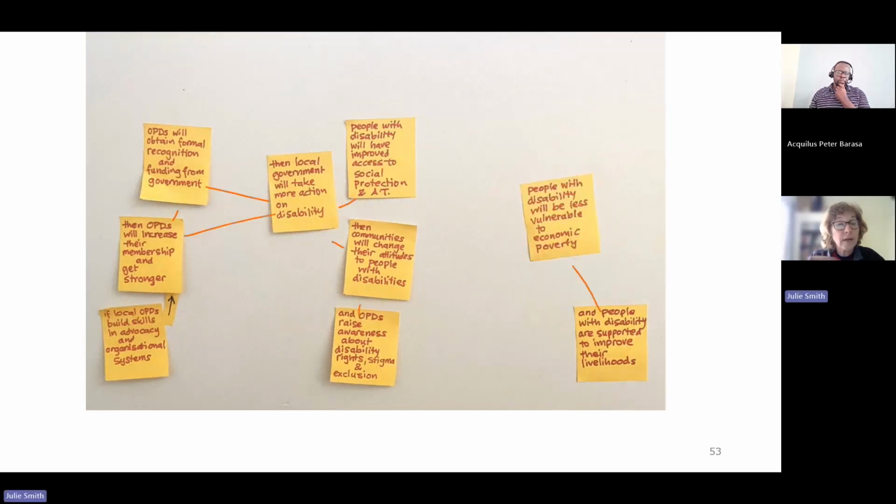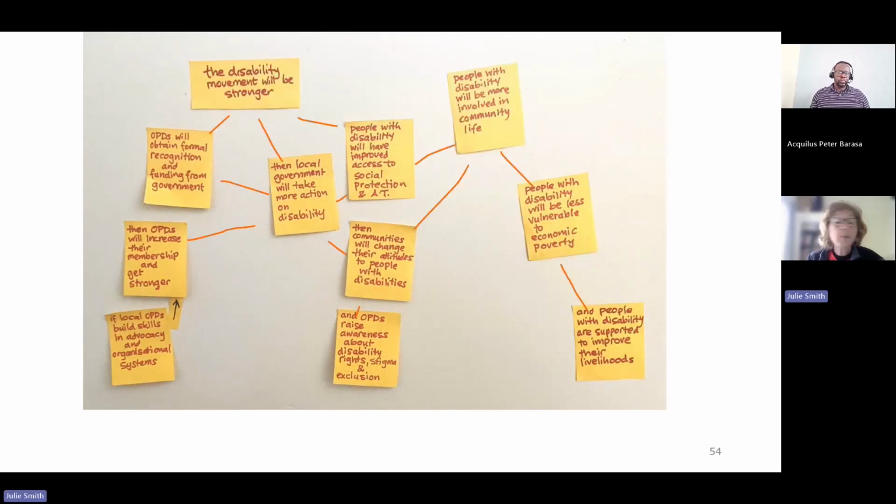And then over on the other side, if we help people who are disabled to improve their livelihood, we can assume that people with disability and their families will be less vulnerable to economic poverty. All right, so that kind of makes sense. So that all sounds pretty rational. So you do something like this in a workshop and you're allowing time for discussion and to move bits around. That's why it's good to do it on a wall.